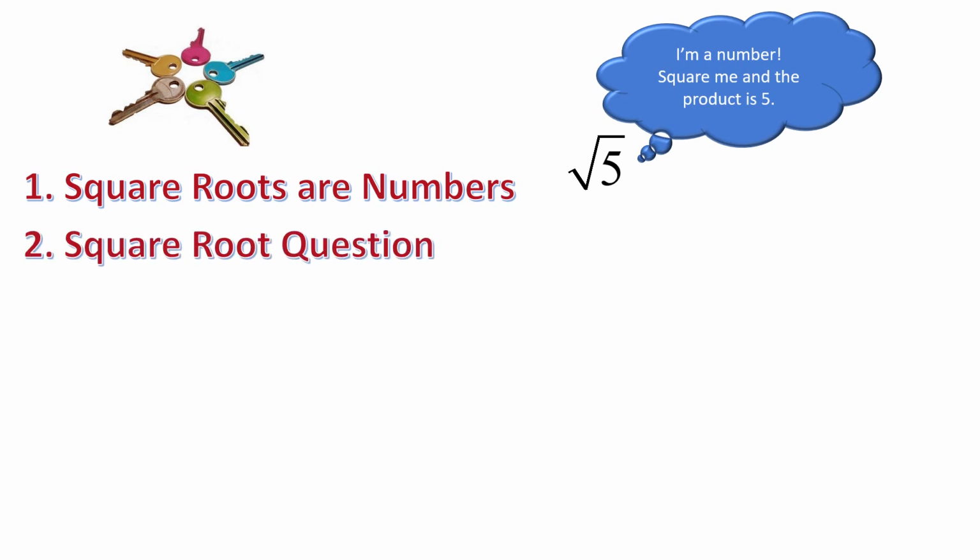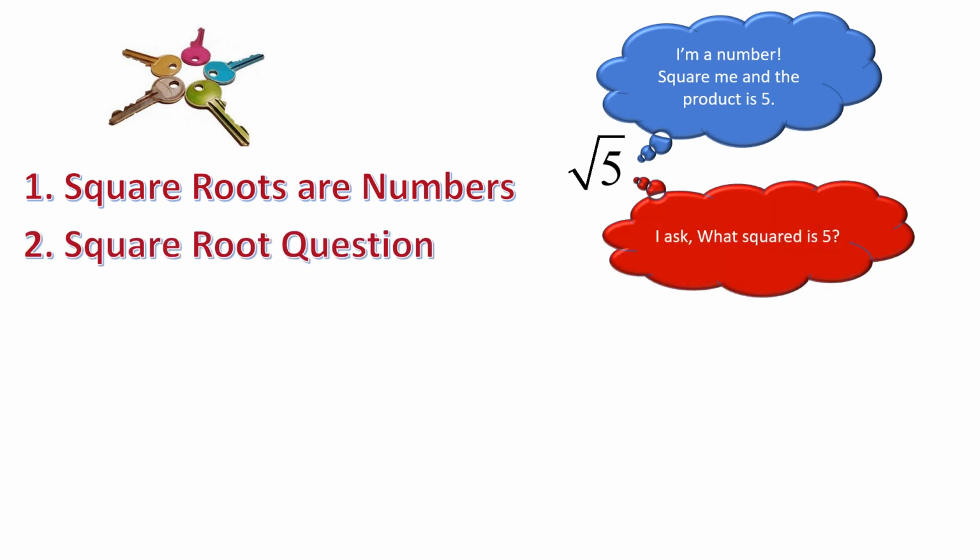The second idea we want students to get their heads around is that because square roots have that property, we can read square roots as a question. So the square root of 5 can be read as, hey, what squared is 5? If a student can answer the question, then they can simplify the square root.